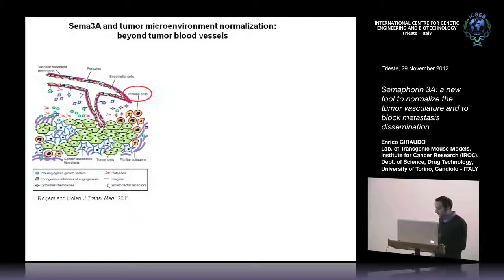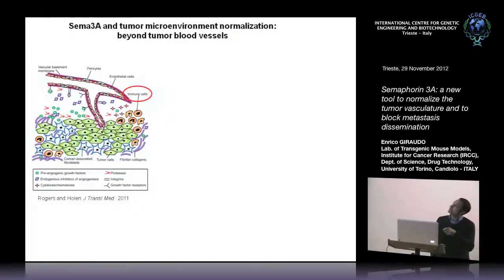Another important thing: so far what I have described here is the effect of SEMA3A on the vasculature, but of course the tumor is the tumor microenvironment. In the tumor microenvironment, there are several other cell types, as I told you before, tumor-associated macrophages, but also inflammatory cells.